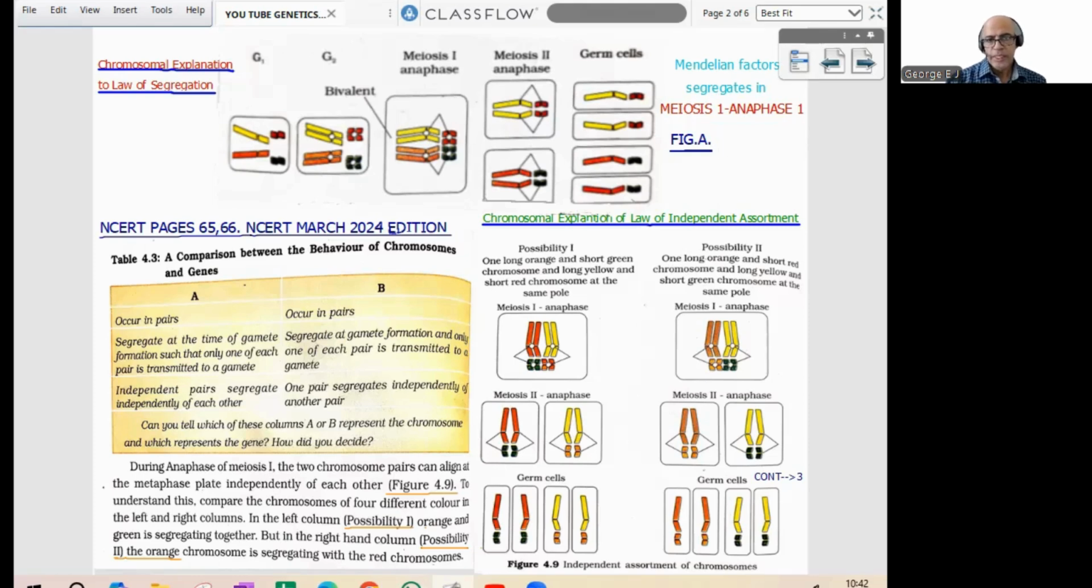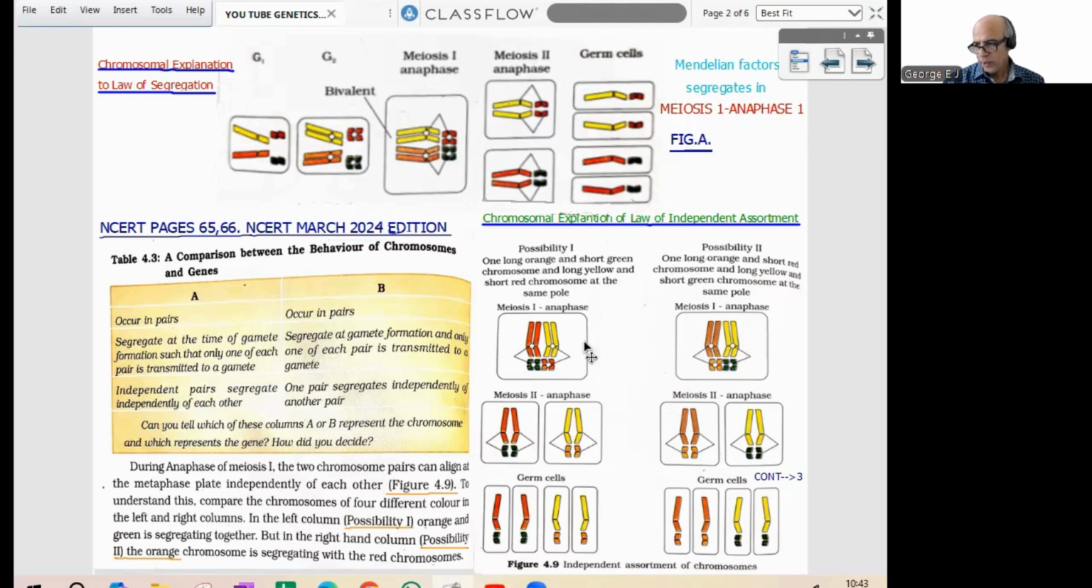Now, the second one. The aim I have written here is the chromosomal explanation of the law of independent assortment. Any character can couple with any other character, so no combinations are restricted. Same thing, nothing more. So there are two possibilities. What are the two possibilities?